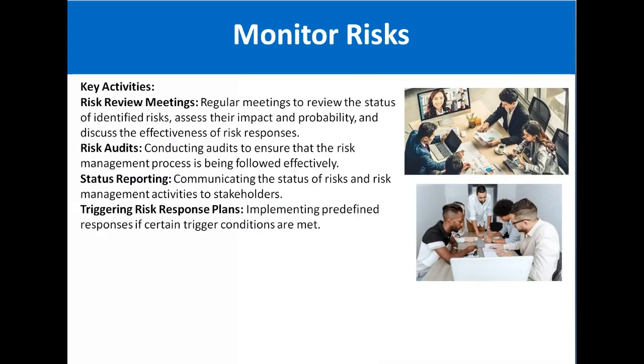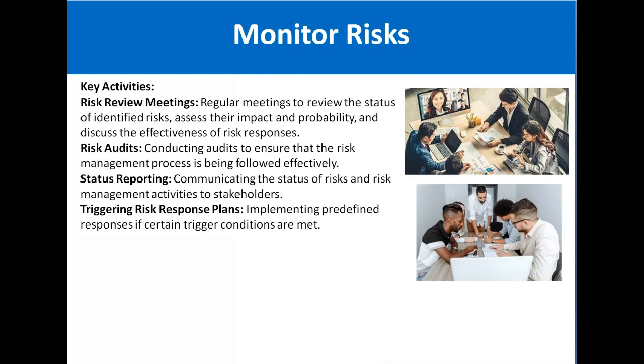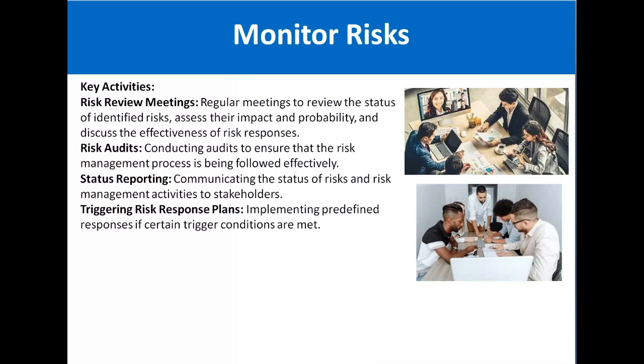The key activities involved in the monitor risk process: the first one is the risk review meeting, in which all the major stakeholders sit together and review the impact and probability of the risk on the project, and also discuss the effectiveness of the risk responses. A risk audit means conducting audits to ensure that the risk management process is being followed effectively. Status reporting means communicating the status of risk and risk management activities to stakeholders. Triggering risk response plans means implementing predefined responses if certain trigger conditions are met.